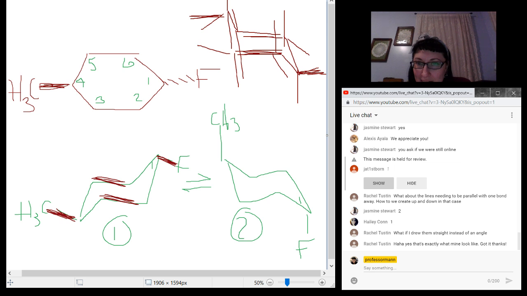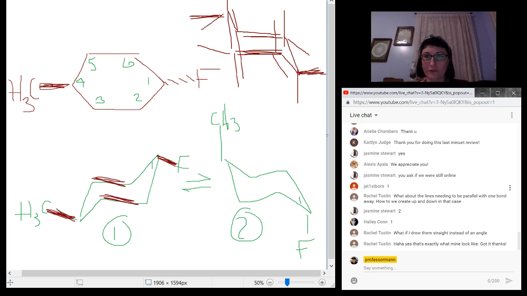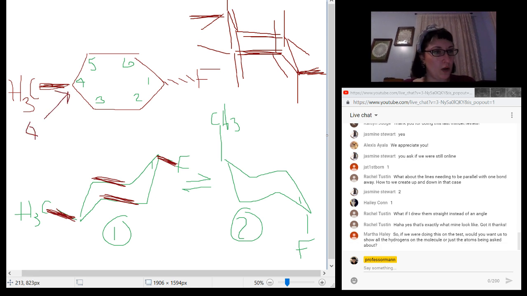Okay. Fantastic. How would we convert one of these to a Newman projection if we were looking down, say, that if I have my eyeball there and my eyeball there?